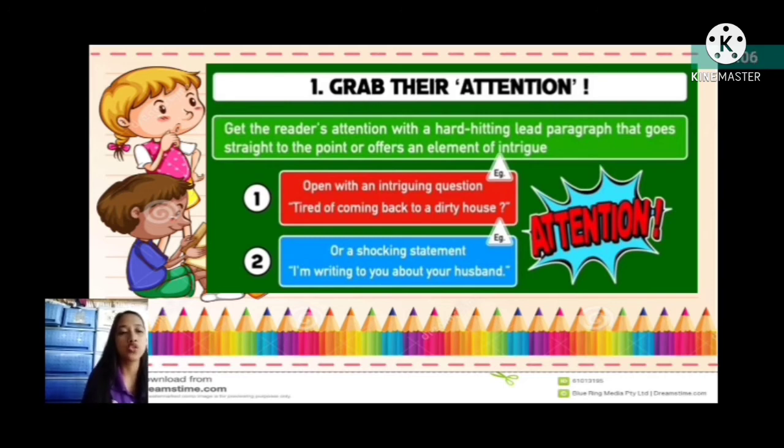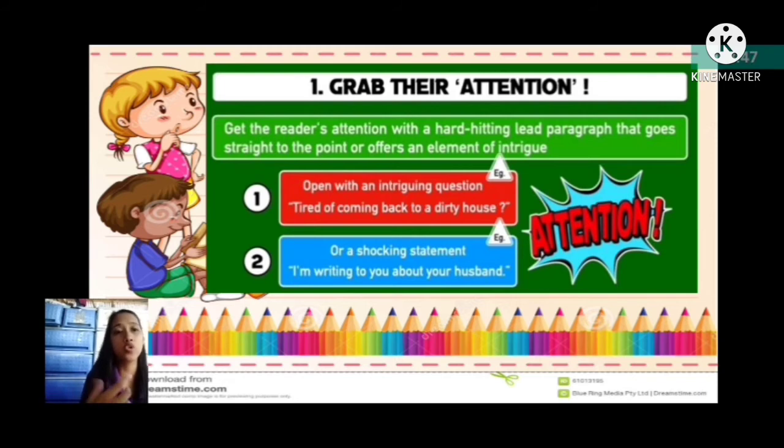Or the second way is to start your letter with a shocking statement. The difference being that the question ends with a question mark, whereas the statement ends with a full stop. So here is an example of a shocking statement. I'm writing to you about your husband. There is no married woman on this earth who would refuse to read a letter which starts with a sentence like this, because everyone would like to know what their husband is up to.